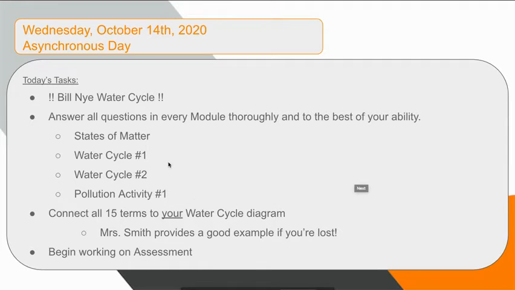And then these 4 modules will actually help you connect the 15 key terms to your water cycle diagram, or your model or diagram. If you need to find these 15 key terms, you can look at the water cycle assessments, and they are down below on the second page. And if you have other questions, I can help you with that.